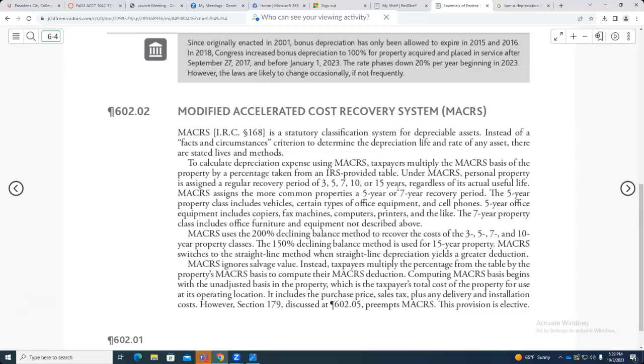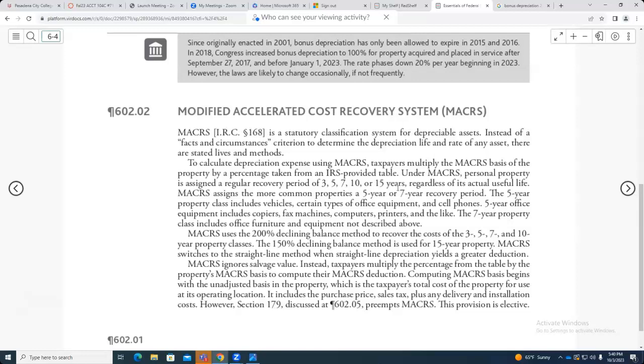So who wants accelerated depreciation? Let's say you buy a Cadillac. A Cadillac depreciates very fast. It's a luxury car. So modified accelerated cost recovery, MACRS, that's a good option, right? But if you buy a Toyota pickup truck, it doesn't lose value that fast. So you might want to use MACRS, but with the straight line option, straight line depreciation.